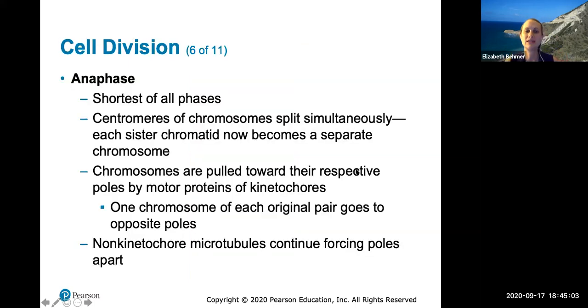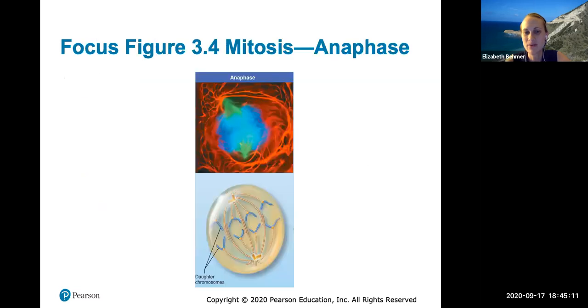Then anaphase, this is the shortest of all phases. This is just when the centromeres of the chromosomes are split or pulled apart. And I'll show you a picture of that here. So in anaphase, the chromosomes are now being split apart into their sister chromatid halves.